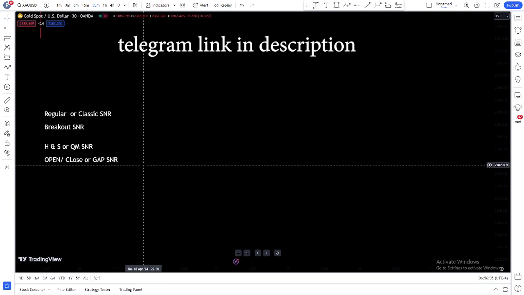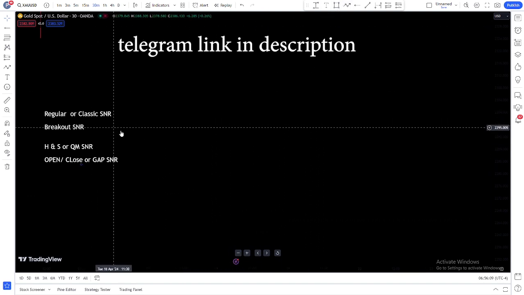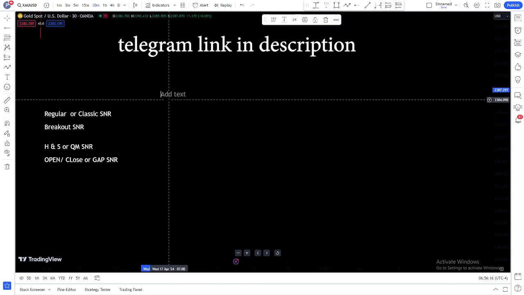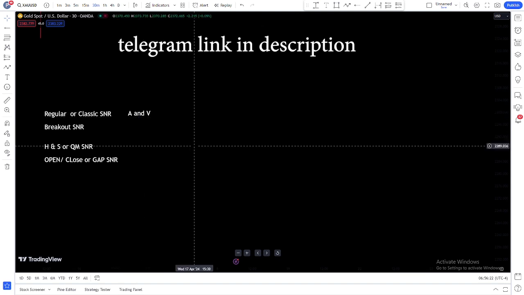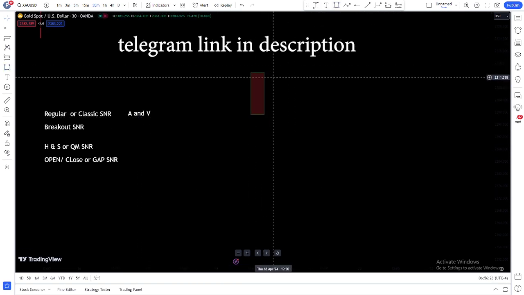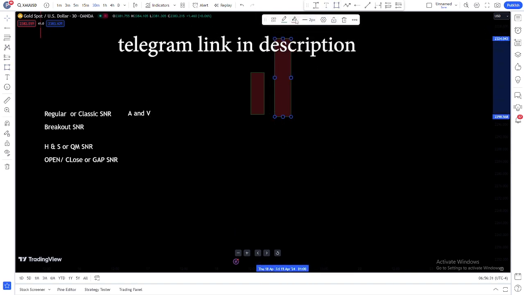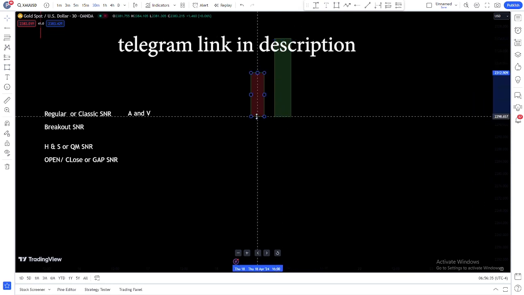First, the one that we are going to talk about is the regular or classic SNR, which will be an A and V shape one. Let me write it here. So this one will be our regular or classic SNR. Let's say this is a red candle we are seeing here, and then we are going to have a green candle, which will be like this. And if we draw this bottom like this, we are going to have a V shape.